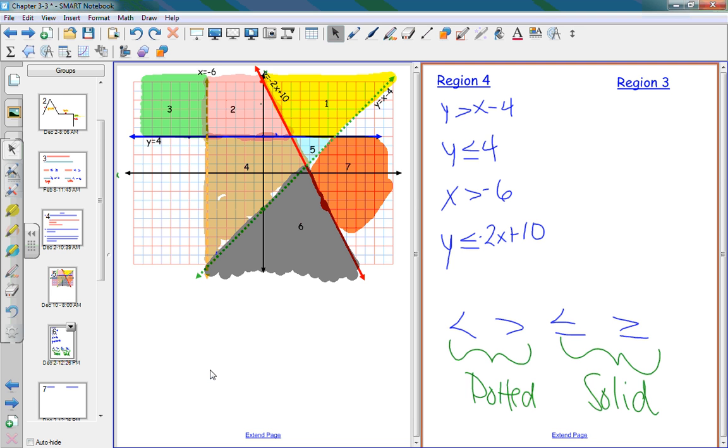Now, region 3. Those 4 equations with those inequalities make up region 4. You all understand that? Those inequalities make up region 4. I want you to tell me what makes up region 3. So pretend like you're cutting out region 3 off of your paper and tell me which 2 equations and change those equations into inequalities.